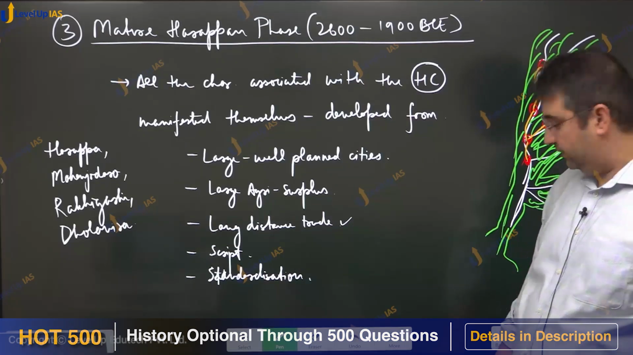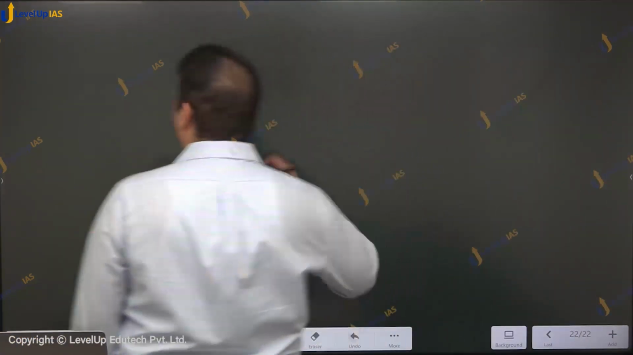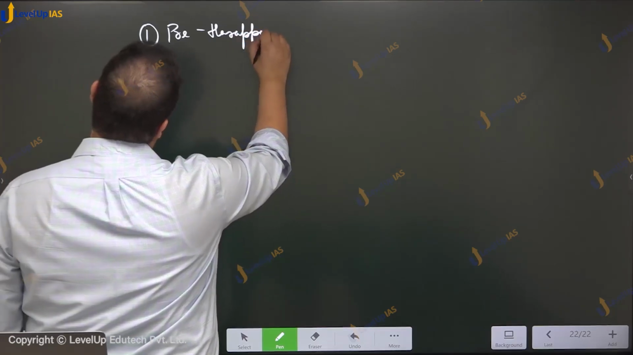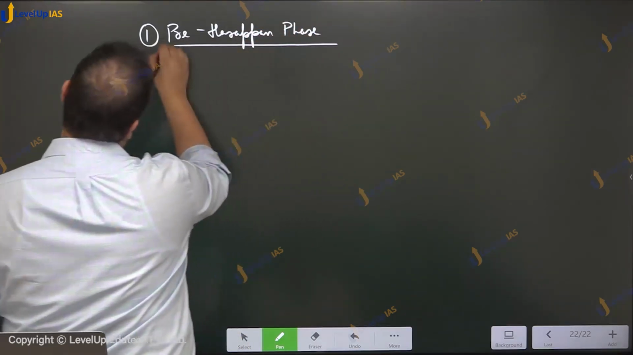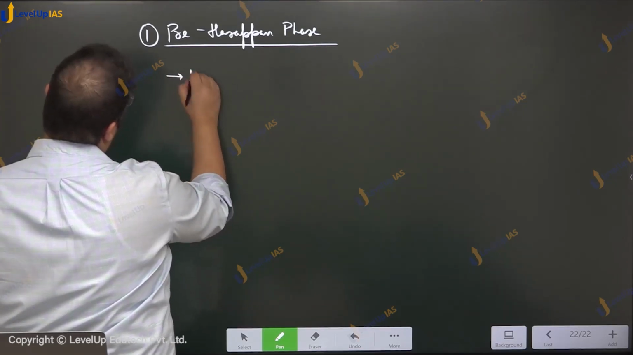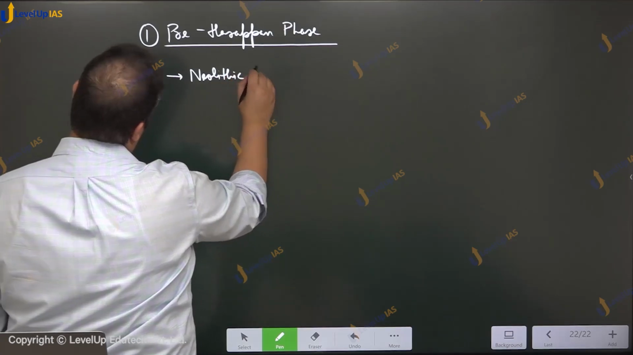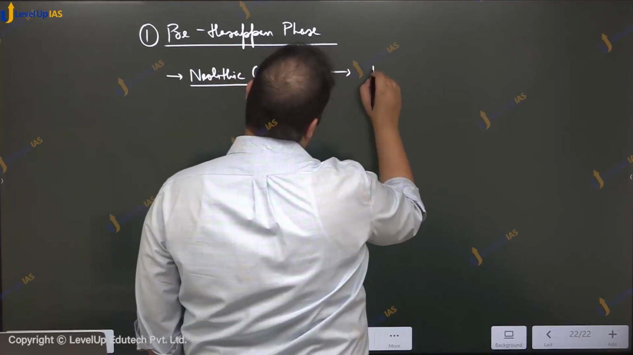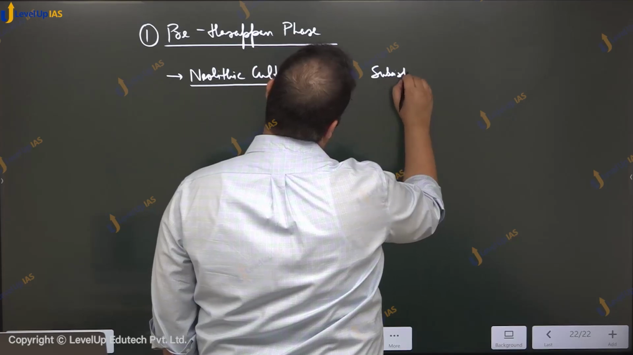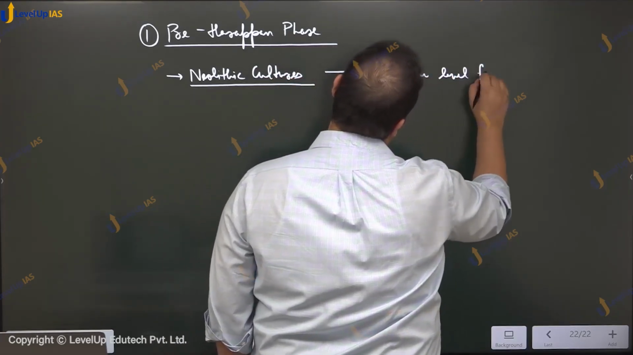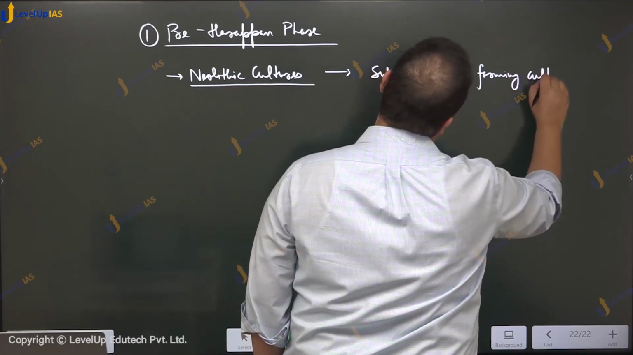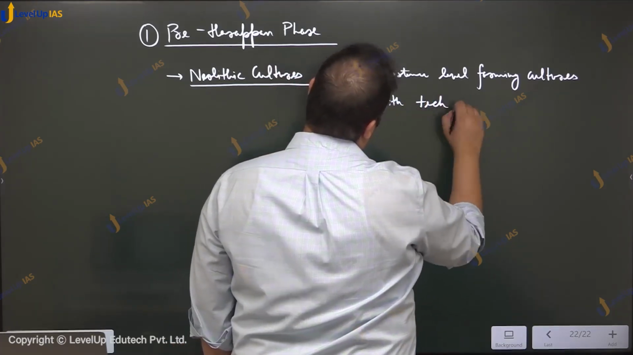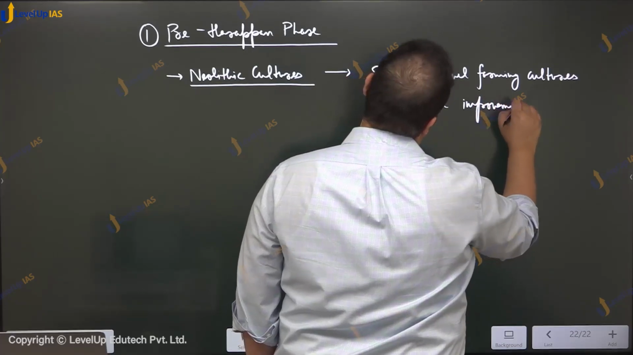समझ में आया है ये 3 स्टेजेस ऑफ एवोल्यूशन? क्या देखा है हमने? प्री-हड़प्पन फेज में the evolution of Neolithic cultures into subsistence level farming cultures with technological improvements.